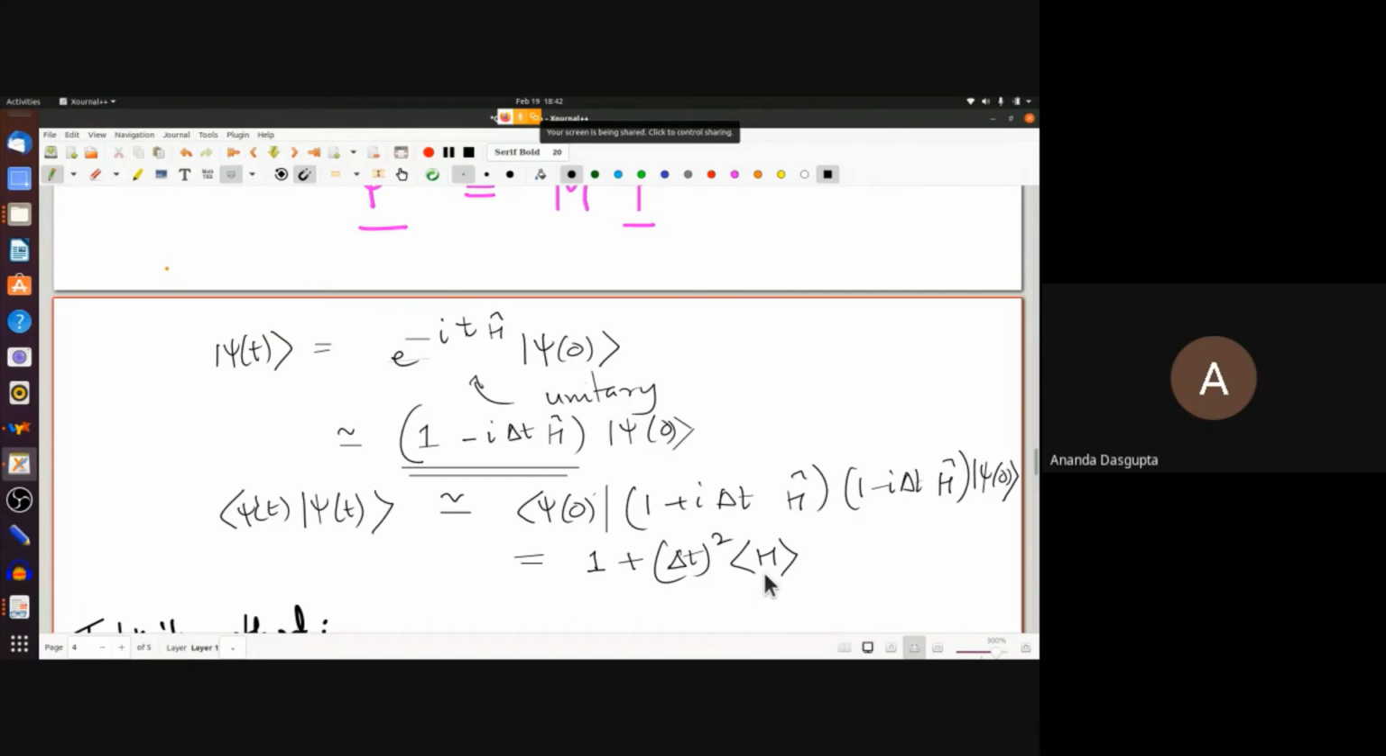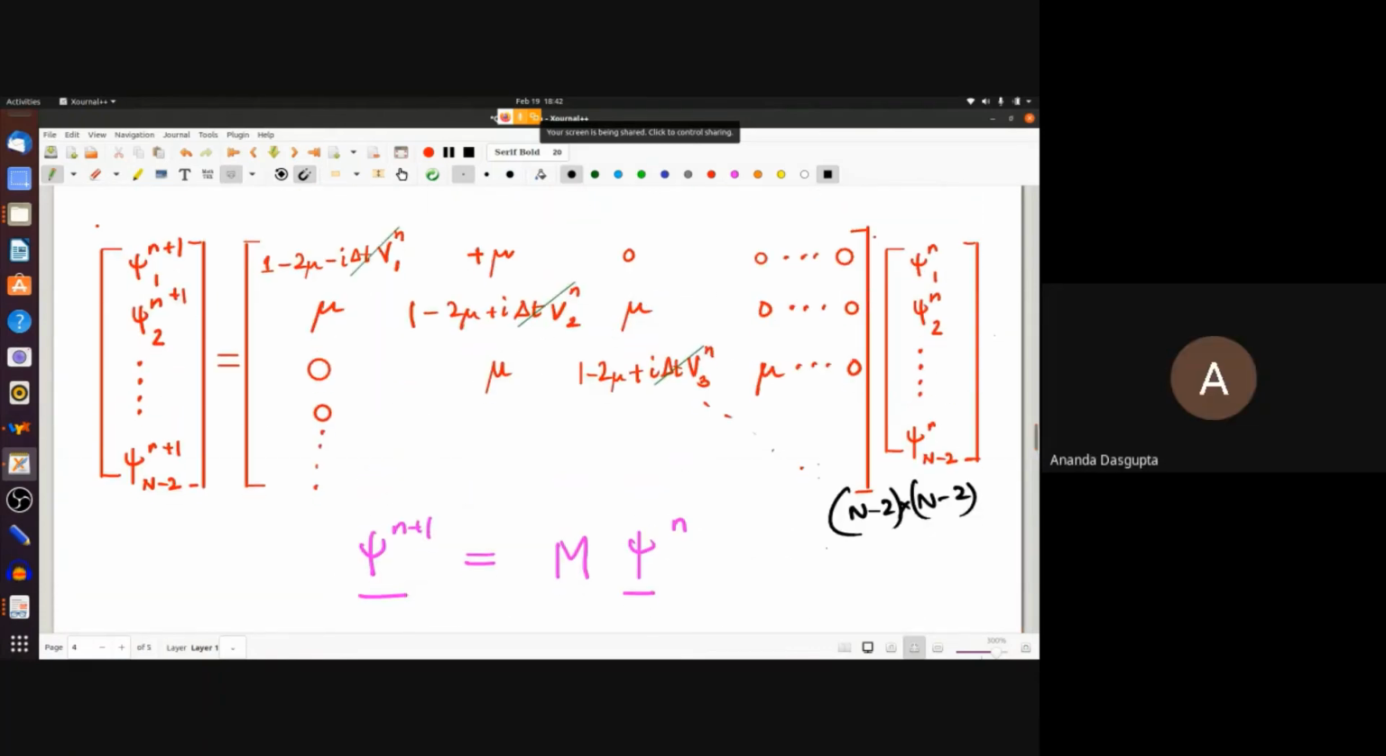So this algorithm will not preserve the norm. If you want to use it, you will have to keep on rescaling the norm every time. Not a good thing to do because that's a lot of computation, but you will have to do it. Without that, it will not work at all. But what is worse is what you saw for a slightly larger value of delta t.